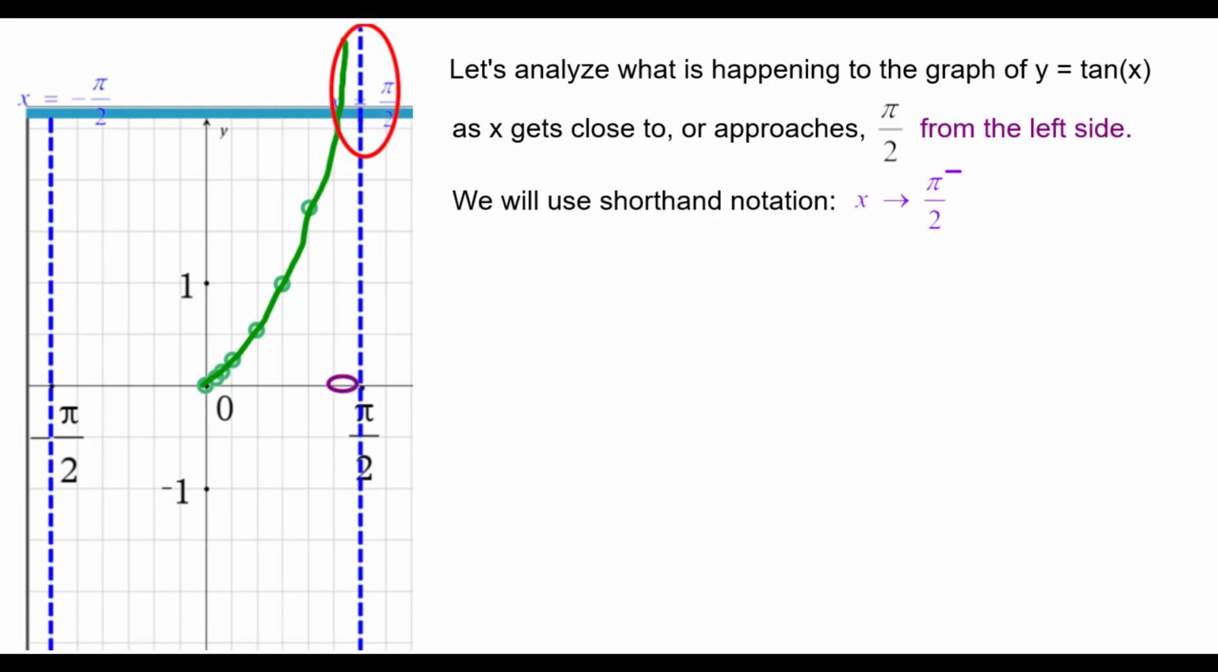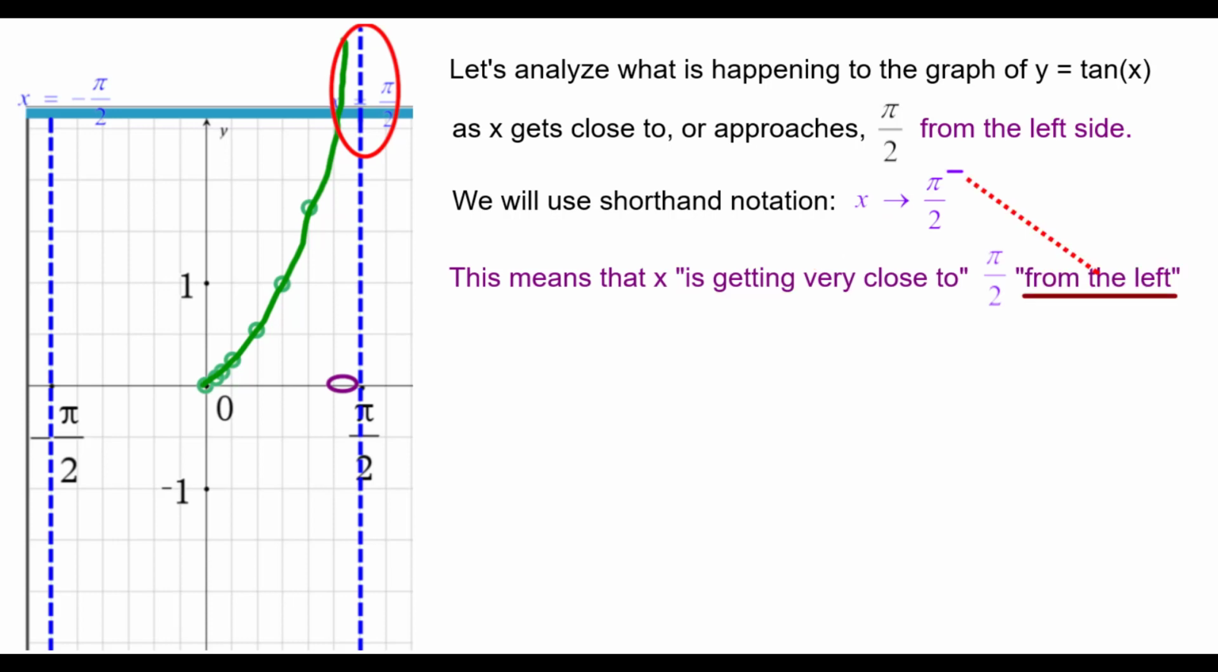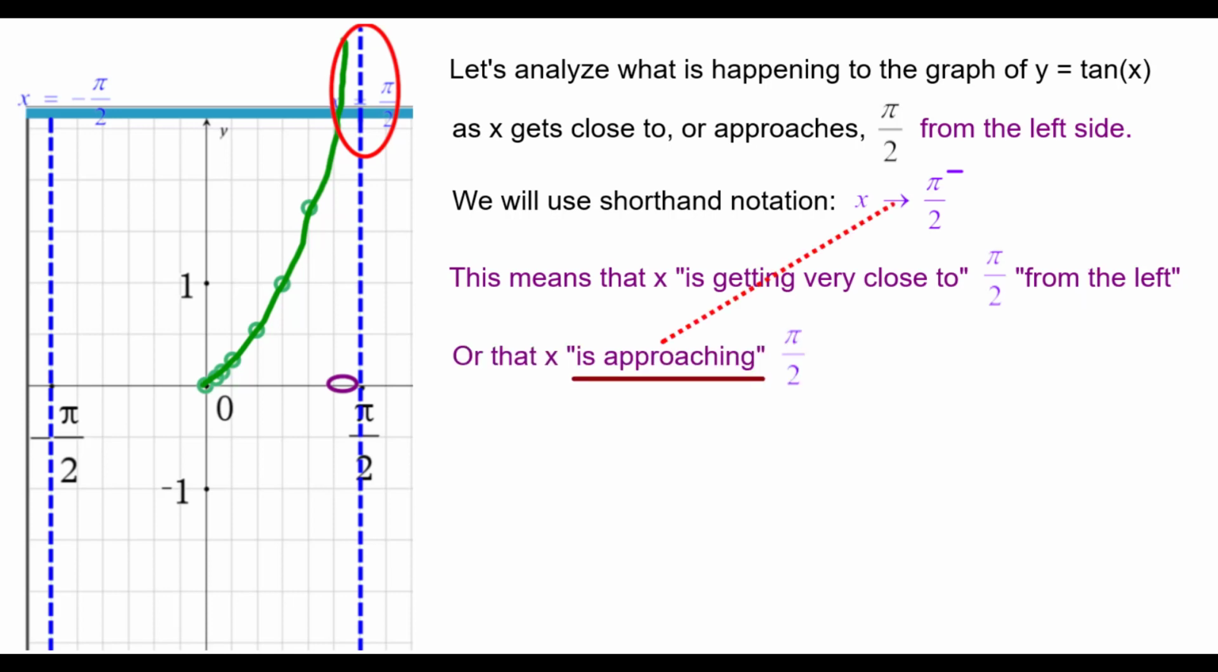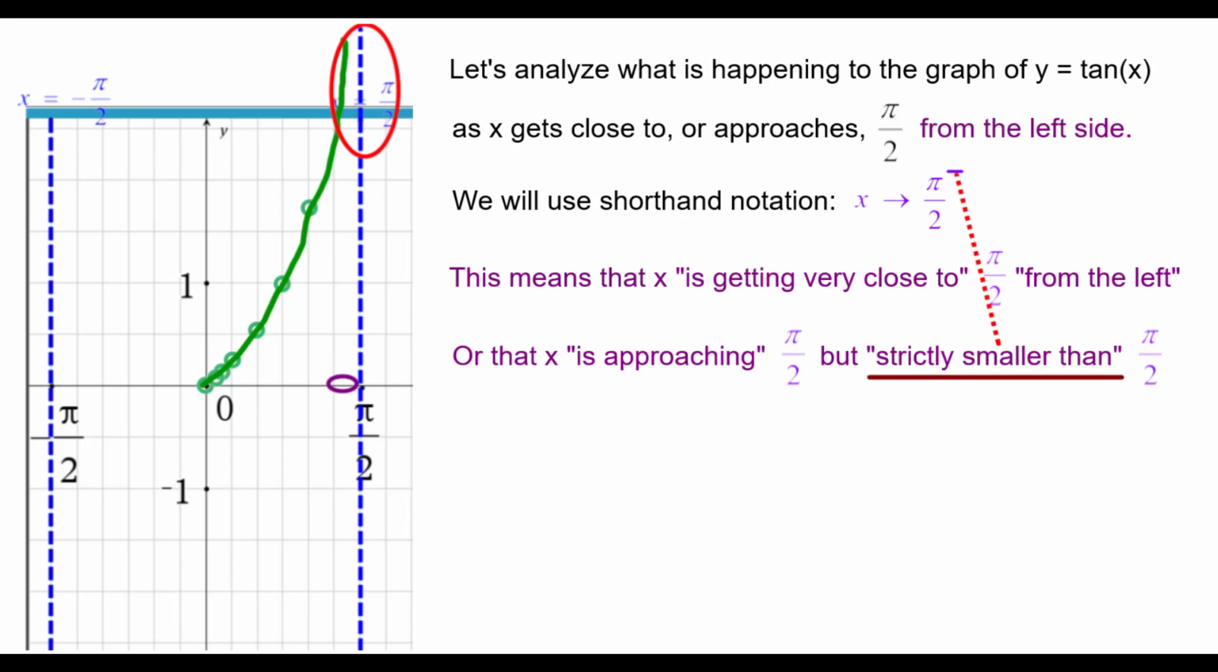We're going to use some shorthand notation that mathematicians have developed. X, arrow, pi over 2, and then almost as an exponent, a negative sign. That symbol there means that x is getting very close to pi over 2 from the left. Another way to word it is that x is approaching pi over 2, but strictly smaller than pi over 2, or from the negative side. Pause as needed.